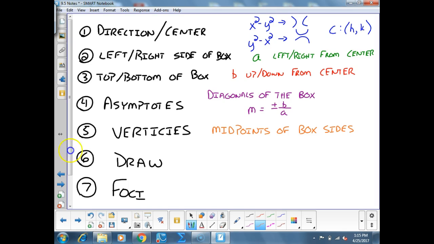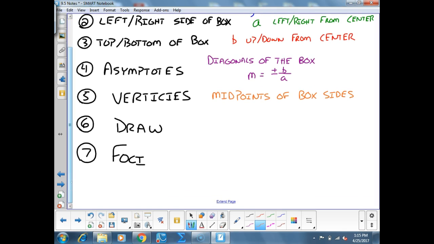And lastly, how do we find the foci? In there we're looking for C, right? We solved that equation for C because C is the distance from the center to the foci. Again, if it's left and right, we add that C value to our X part of the center. If it's up and down, we add it to the Y part of our center.